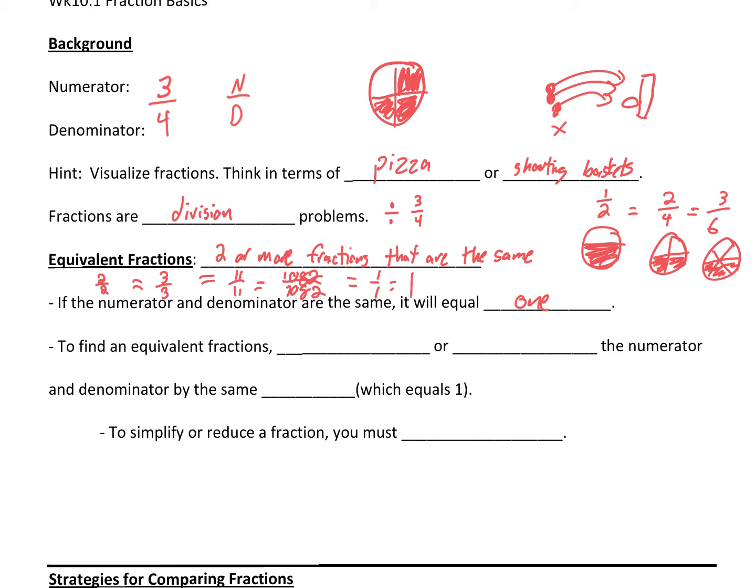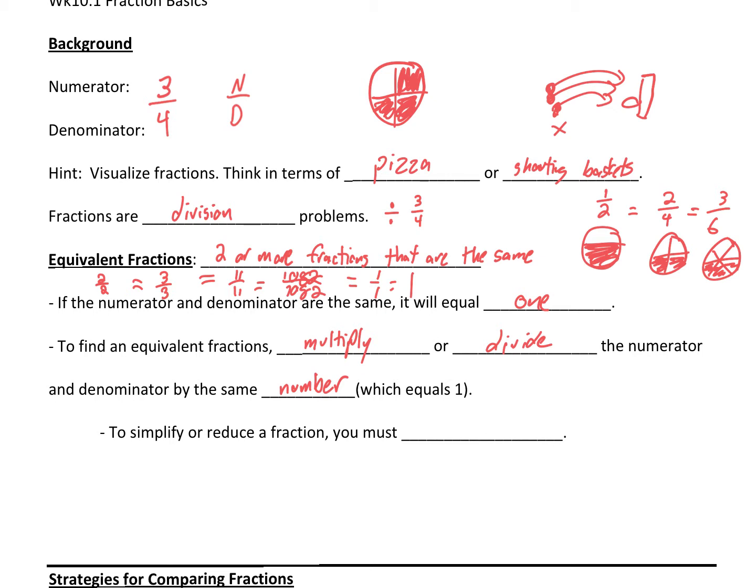Okay, so to find an equivalent fraction, we can multiply or divide the numerator and denominator by the same number, something that equals 1. You know that. Anything times 1 is the same. So I could multiply or divide. Up here my example was a half. I can multiply that by 2 over 2, or 3 over 3, or 11 over 11.